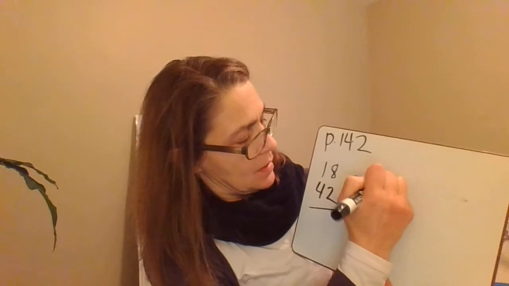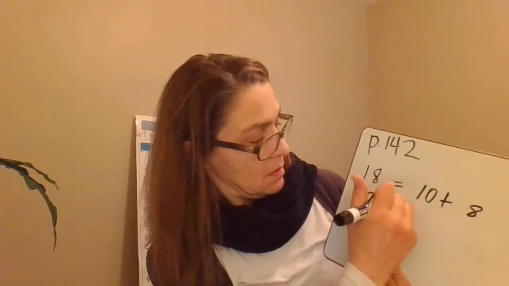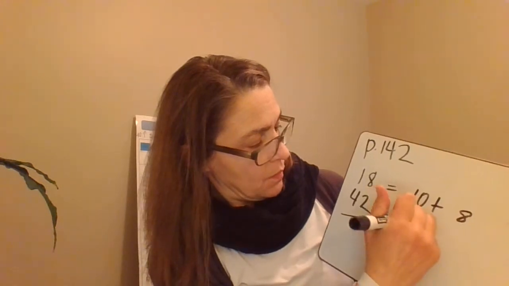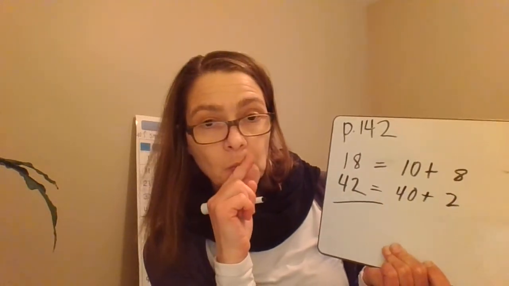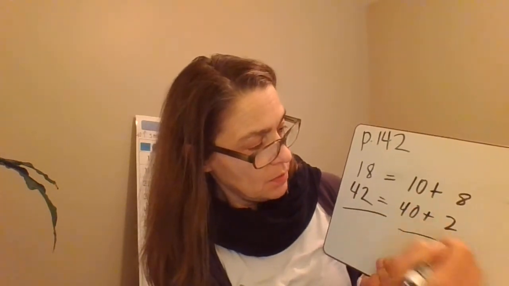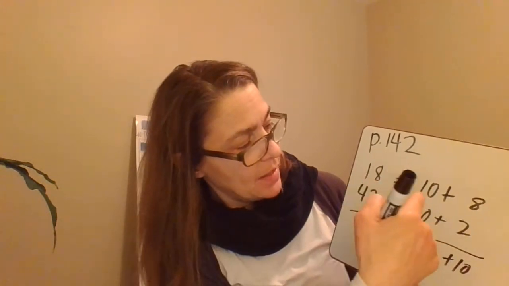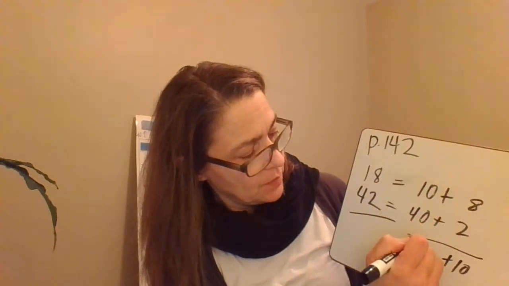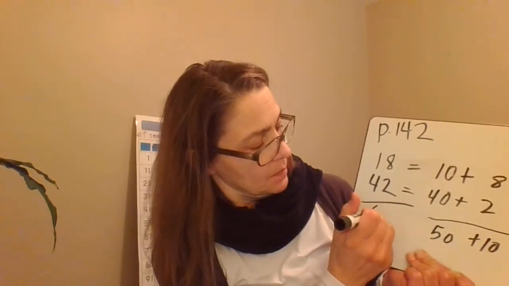And I'm going to have 10 plus 8 equals 18. 40 plus 2 equals 42. And then I'm going to add my ones first. 8 plus 2 equals 10. And then I'm going to add my tens. 10 plus 40 equals 50. And now 50 plus 10 is 60.